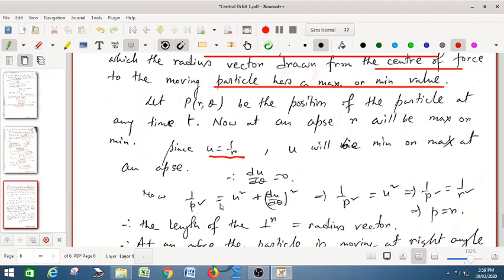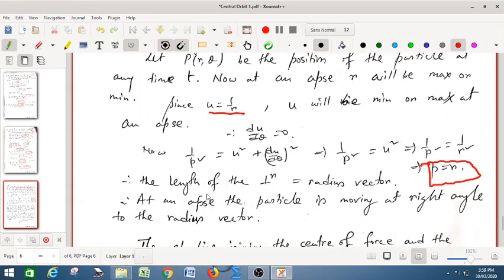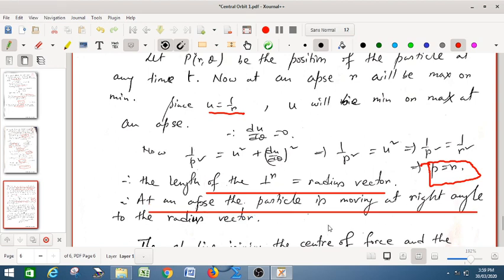That gives you 1 by p square from this relation. 1 by p square is equal to u square, and 1 by p square is equal to 1 by r square. So finally you have p is equal to r. So what is p? p is the perpendicular from O to the tangent line. So the length of the perpendicular is equal to the radius vector. So this is the condition for apse. So we can conclude that at an apse, the particle is moving at right angle to the radius vector.